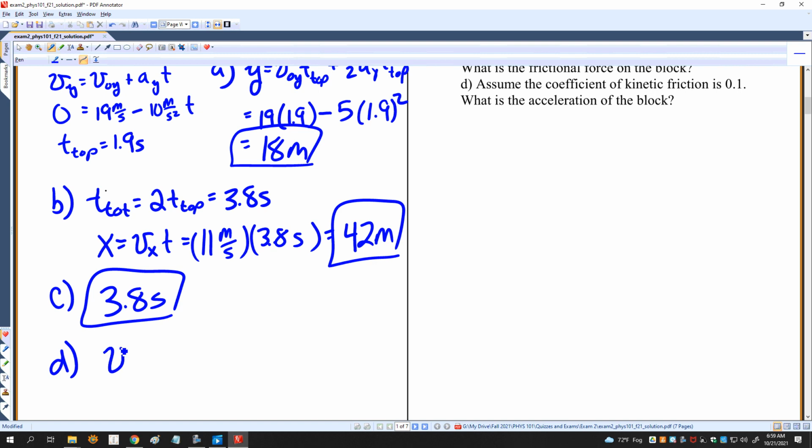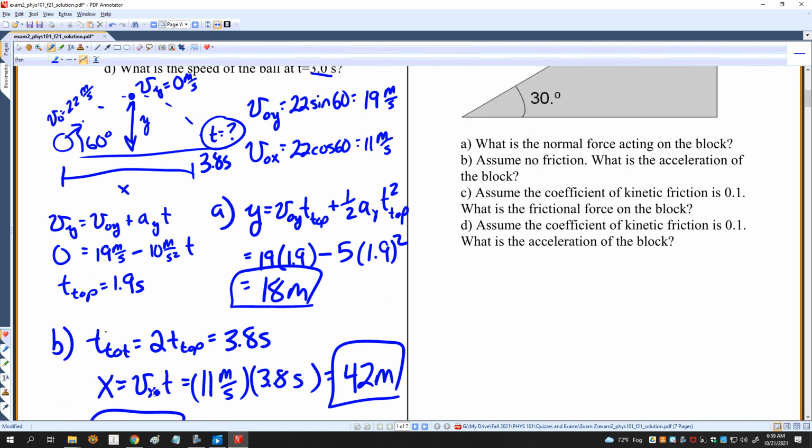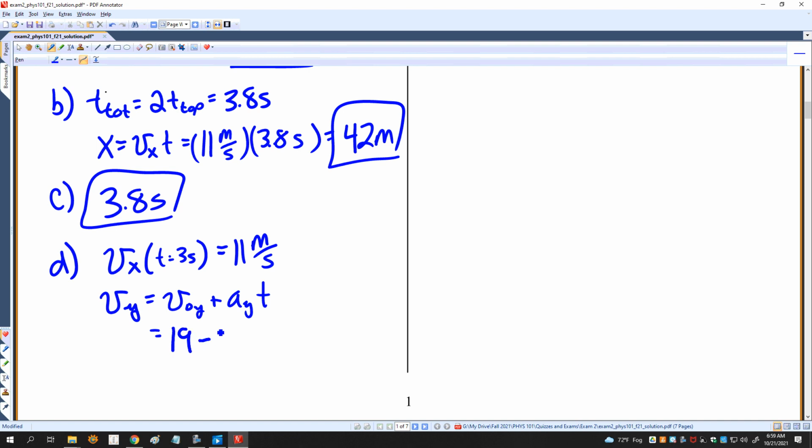Now, I already know what Vx is at t equal 3 seconds. At t equal 3 seconds, Vx is equal to 11 meters per second because the x component doesn't change. Now I also need to find Vy. That's going to be V naught y plus ayt. And here I'm using the t of 3 seconds. So V naught y was 19 minus 10 times 3. It's 19 minus 30, which is negative 11 meters per second.